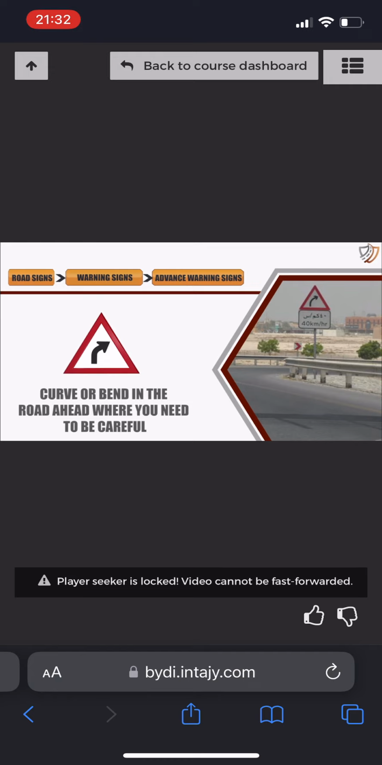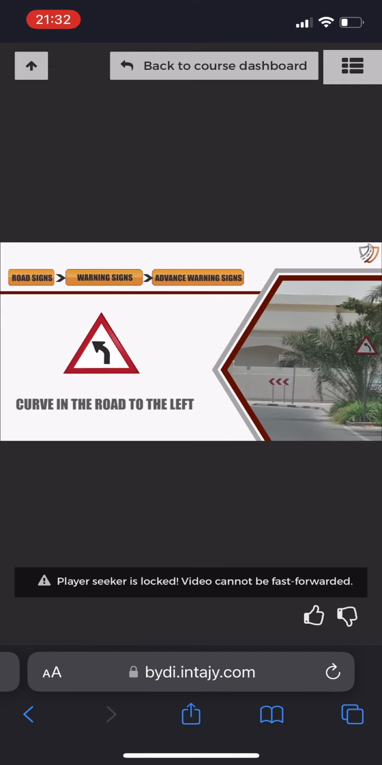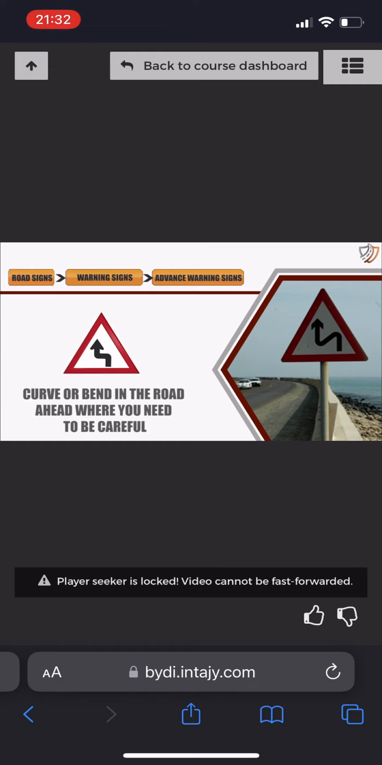Motorists are advised to position left lane for better view. If the symbol is reversed, motorists must take precaution for the left curve. Curves or bends. This sign warns drivers that there is a double bend ahead on the road.